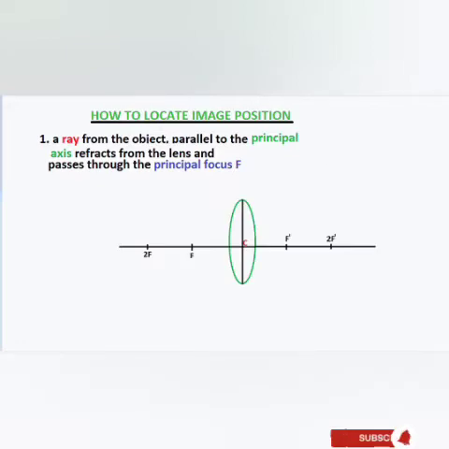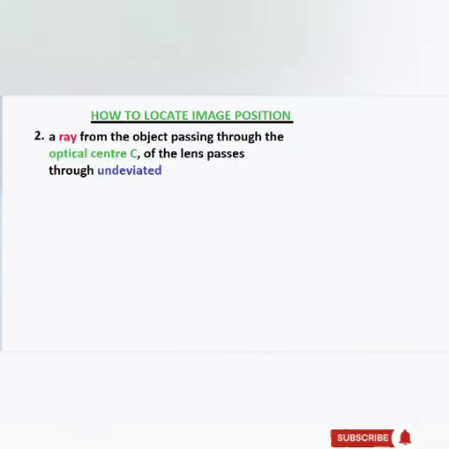This is a lens with the optical center C. If I draw a ray which is parallel to the principal axis, that is from 2F to 2F prime, the ray will be refracted through F. So I indicate my directions. The ray, which is represented by the green ray, will be refracted through F prime, which is the principal focus on the other side.